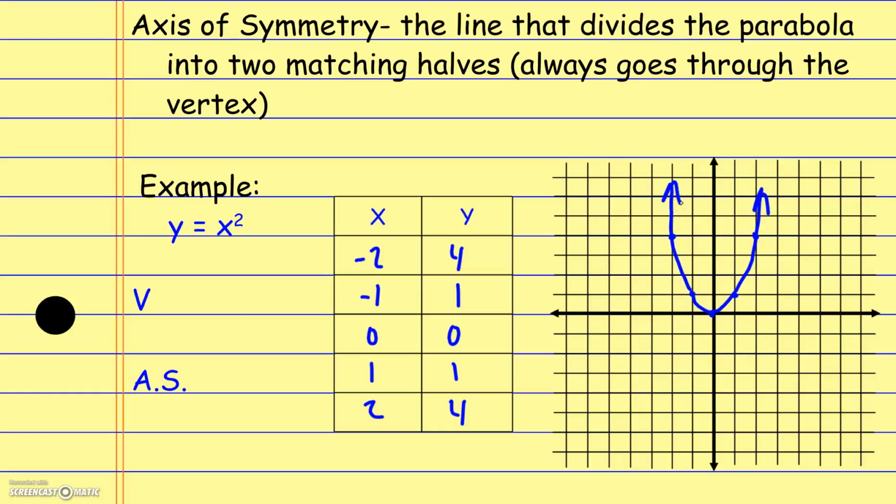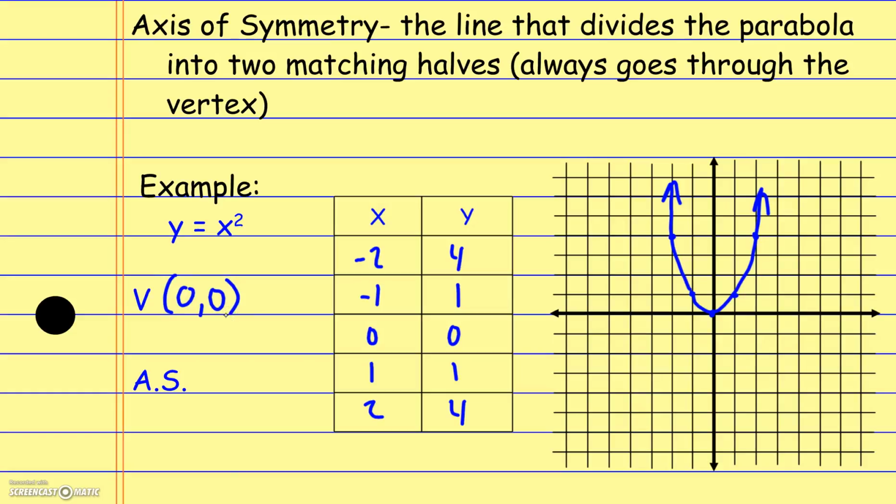That's much better. All right, so we get this U-shaped figure, and as we look at this thing, we want to identify the vertex. Well, the vertex is the highest or lowest point. In this case, I've got a low point right here at (0, 0). So that's my vertex. So my vertex is (0, 0).